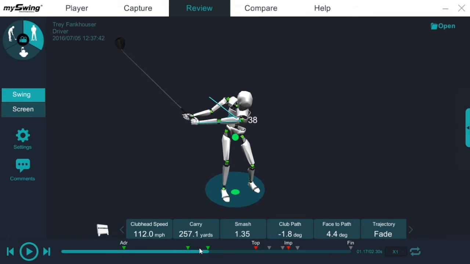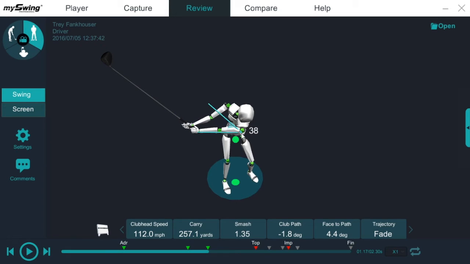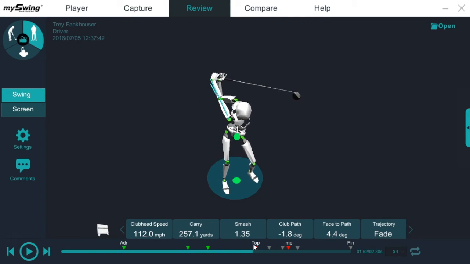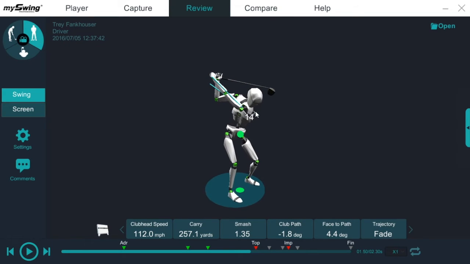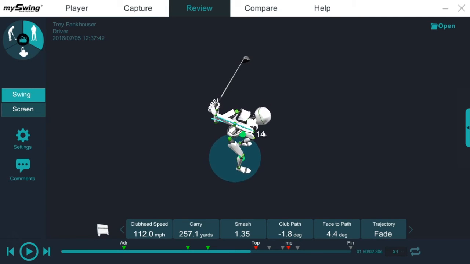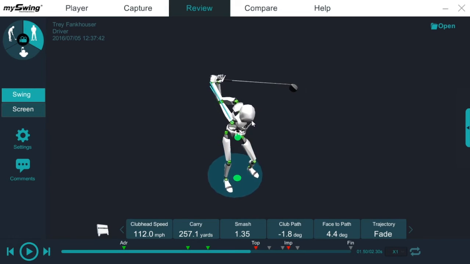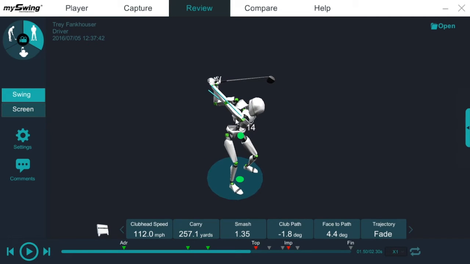Now from here, everyone's going to differ. Some players are going to maintain around 35 degrees. That would be what you would consider width, where Trey's not. Trey is going to get his lead arm well in and across his chest. So he gets it all the way down to 14 degrees. That's a pretty low number. That is something that I would recommend to definitely take a look at.